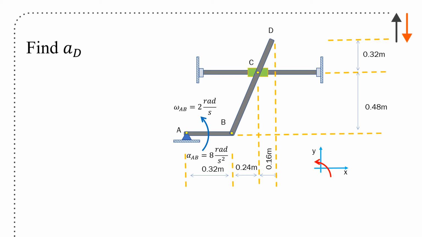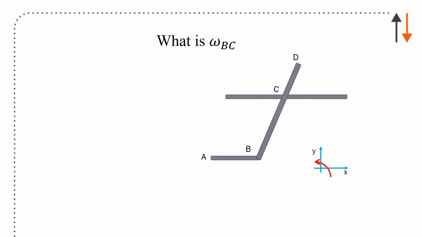Distances can be given to you: 0.32 from A to B, 0.24 from B to C, and 0.16 from C to D. In this dimension, 0.48 from B to C and 0.32 from C to D. So what is omega BC?